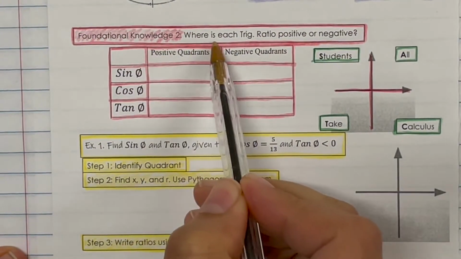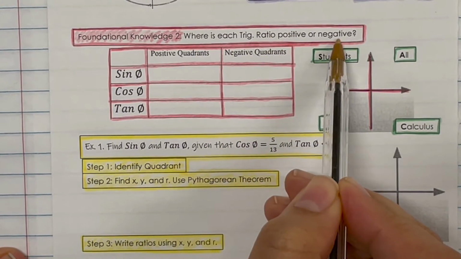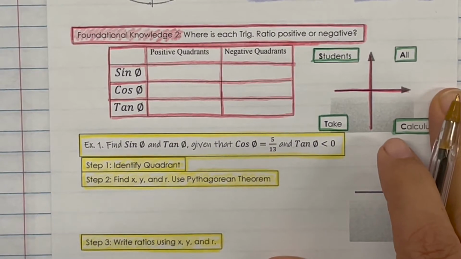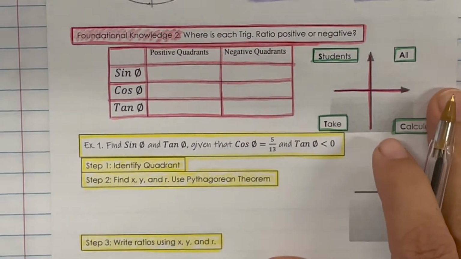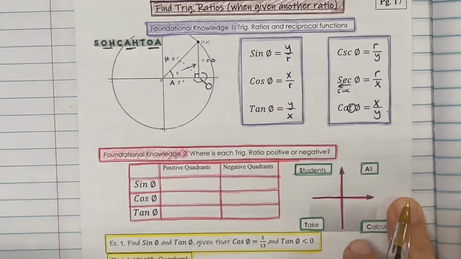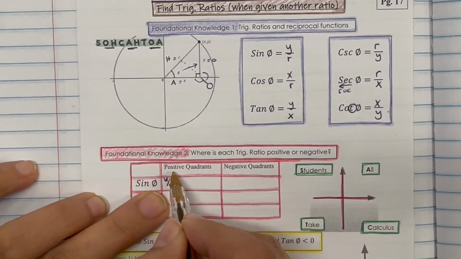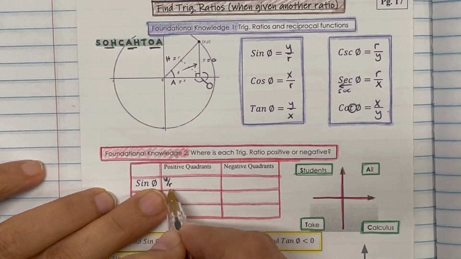All right, so let's take a look at the second thing you need to know. Where is the trig ratio positive or negative? So remember, you have the x-axis on the horizontal line and the y-axis on the vertical line. This is a listening check. Color in sine of theta. So sine of theta, remember, is y over r. So the question is when is y positive?